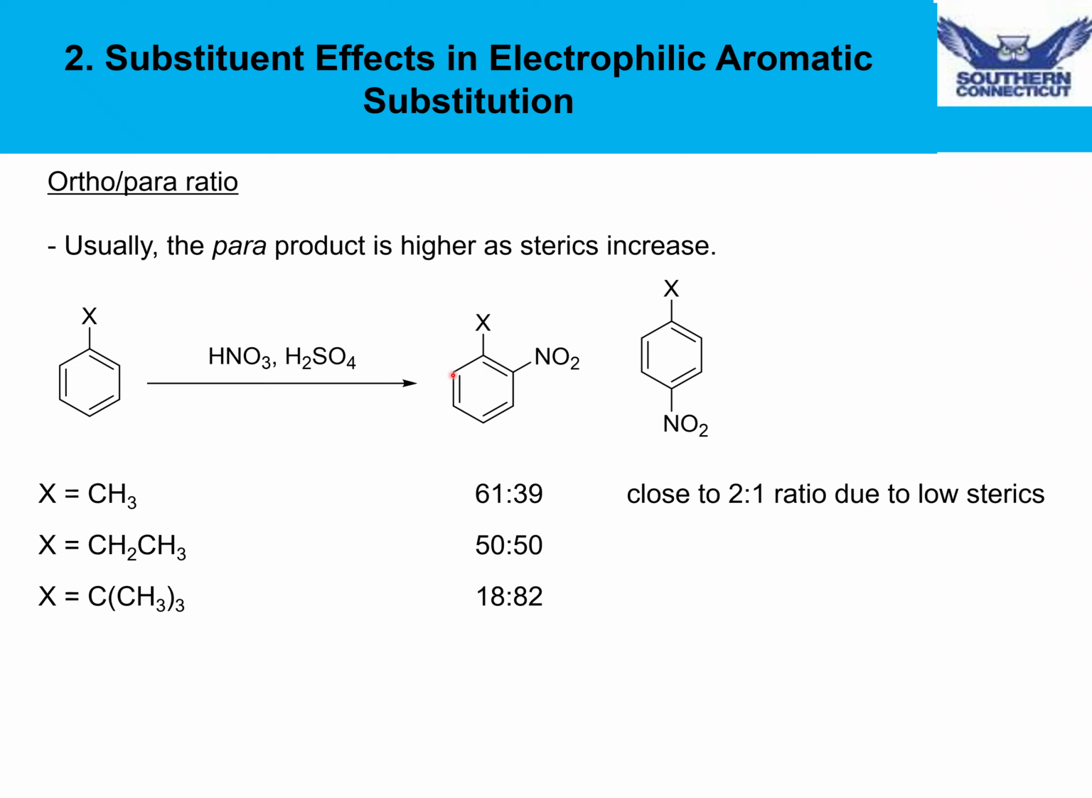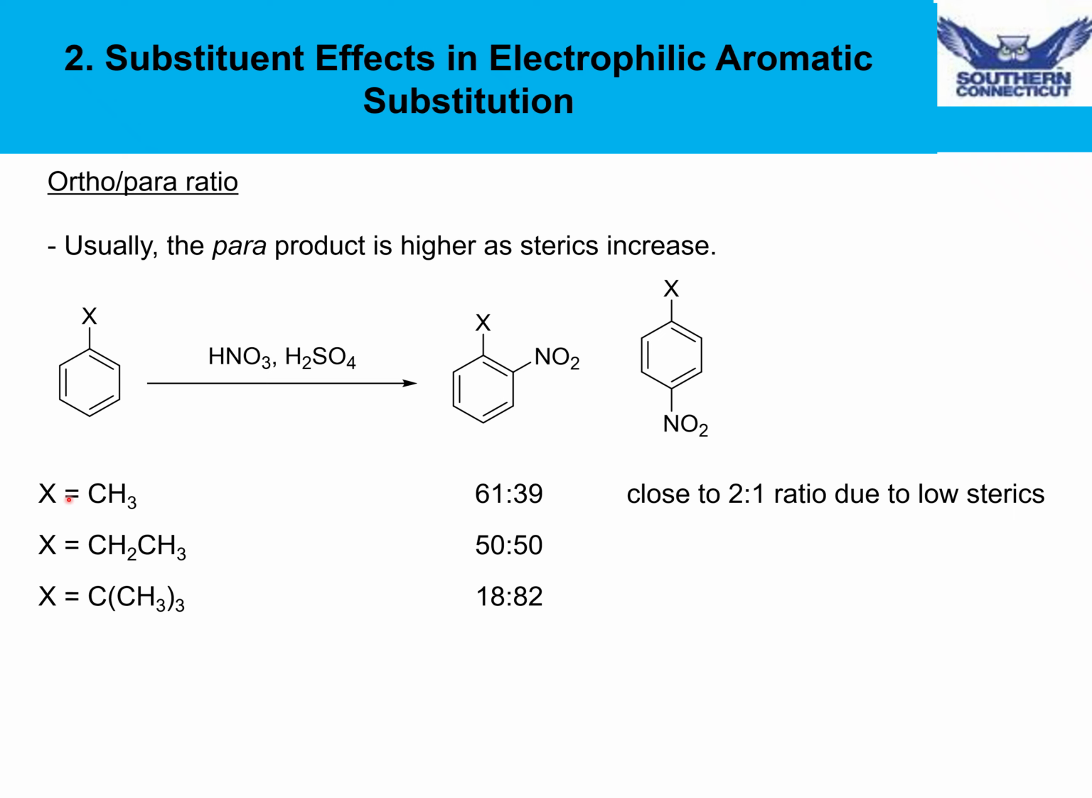There are 2 ortho positions and only 1 para position, so it makes sense as long as both the existing functional group, which is the methyl, and the new substituent are relatively small. In other words, they both have very low sterics. The ratio of the products between ortho and para should be relatively close to a 2-to-1 ratio.